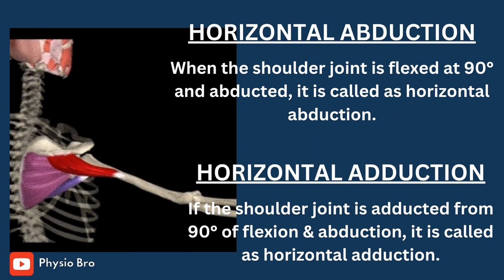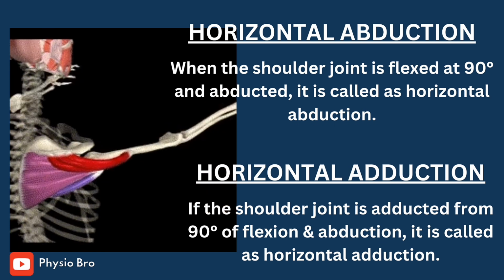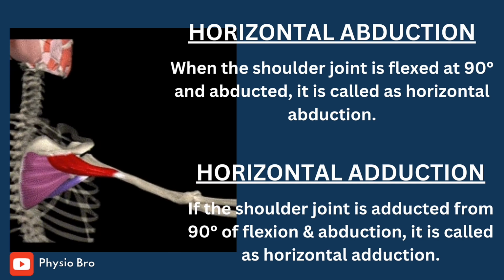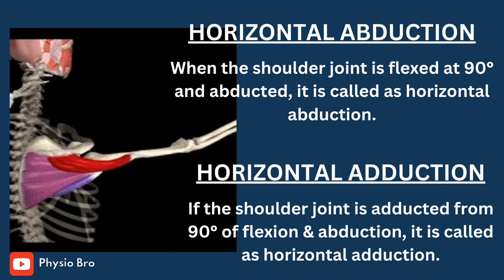Horizontal abduction. When the shoulder joint is flexed at 90 degrees and abducted, it is called horizontal abduction. Horizontal adduction. If the shoulder joint is adducted from 90 degrees of flexion and abduction, it is called horizontal adduction.